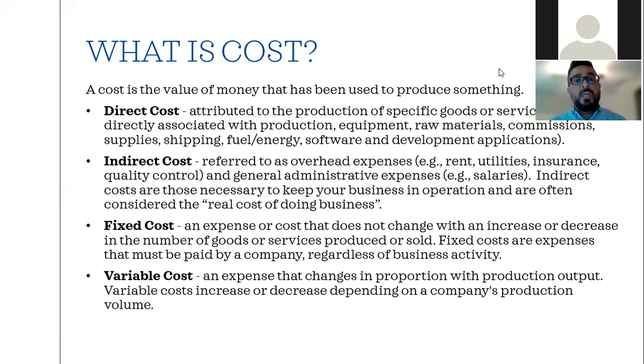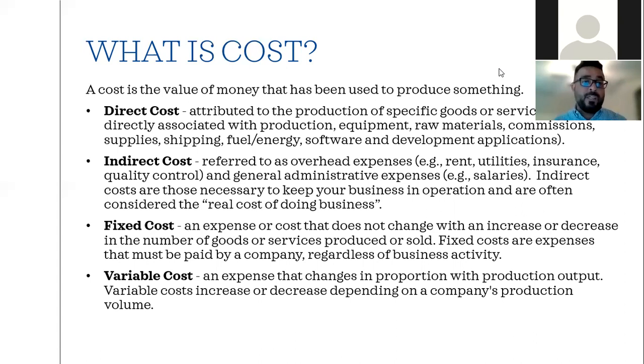So there's direct cost, which is usually attributed to the production of specific goods or services, like labor, raw materials, commissions, supplies, etc. Then there's indirect costs, which are overhead expenses: rent, utilities, insurance, administrative expenses. These costs are not necessarily associated with the production of what you're selling, but they are important to keep your business in operation. You have to pay rent, you have to pay utilities if you're going to have this business going. So there are costs directly related to what you're selling, and costs indirectly related but necessary to do business.